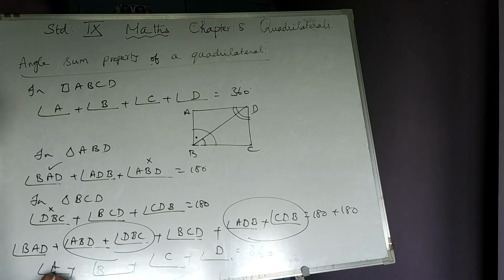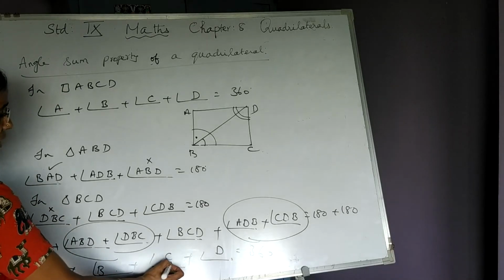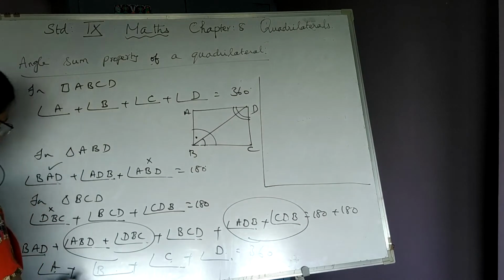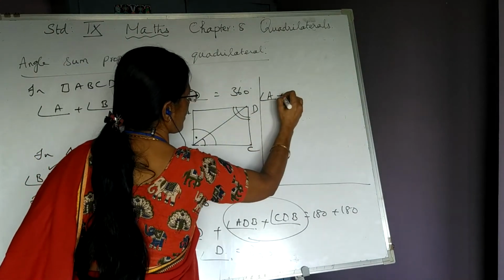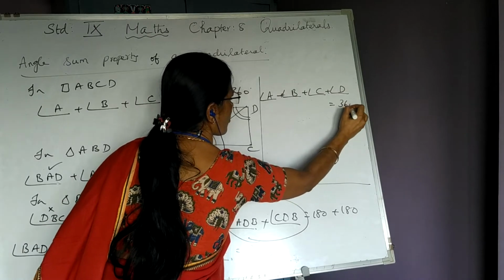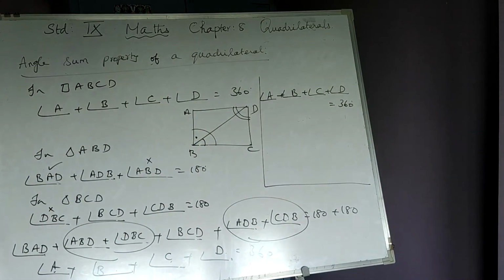So this is angle A plus angle B plus angle C plus angle D is equal to 360 degrees. I write again, angle A plus angle B plus angle C plus angle D is equal to how many degrees? 360 degrees.